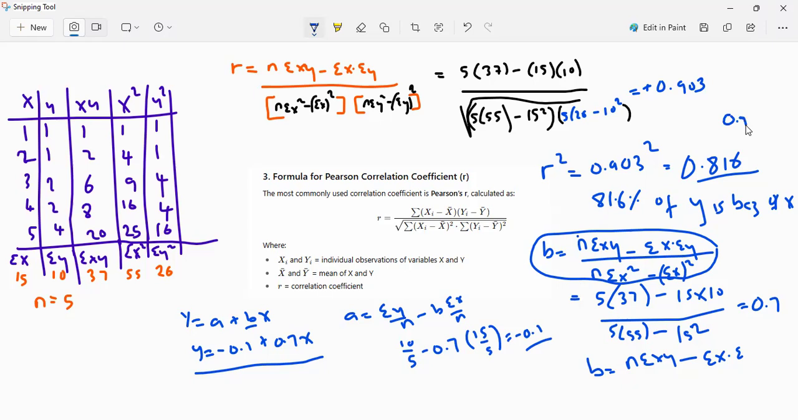Are we together? So if you have above 0.5, it means that is a strong relationship. If it's below 0.5, it means it's a weak relationship. Okay. Any other question?